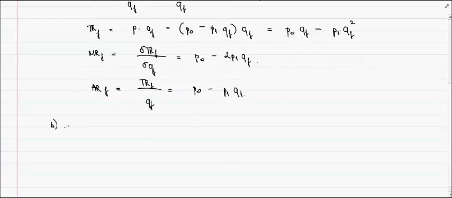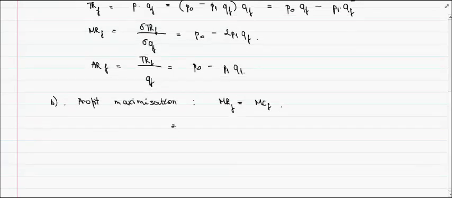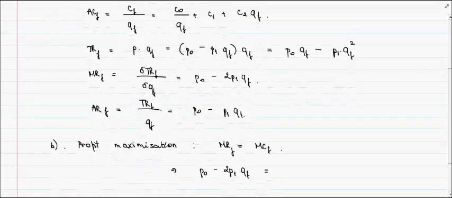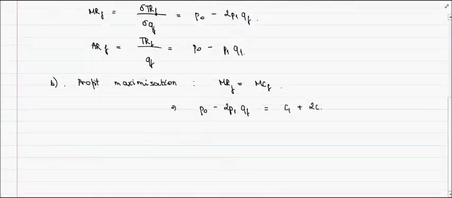Okay, so part B is asking you to calculate the profit maximizing level of output, the price that the firm will charge, and the profit that it will make. So the only thing you have to remember is the profit maximization condition for the firm: the firm is going to produce at the point where marginal revenue is equal to marginal cost. In this case, we have already found that marginal revenue is P0 minus 2 P1 times QF, and we also found that marginal cost is C1 plus 2 C2 QF.